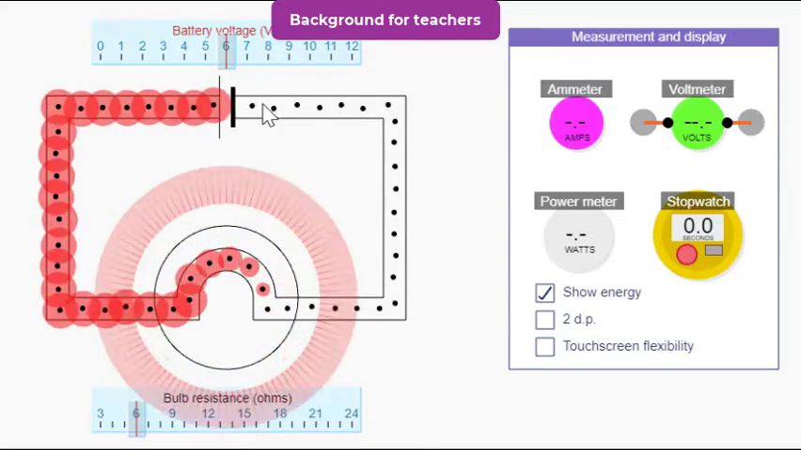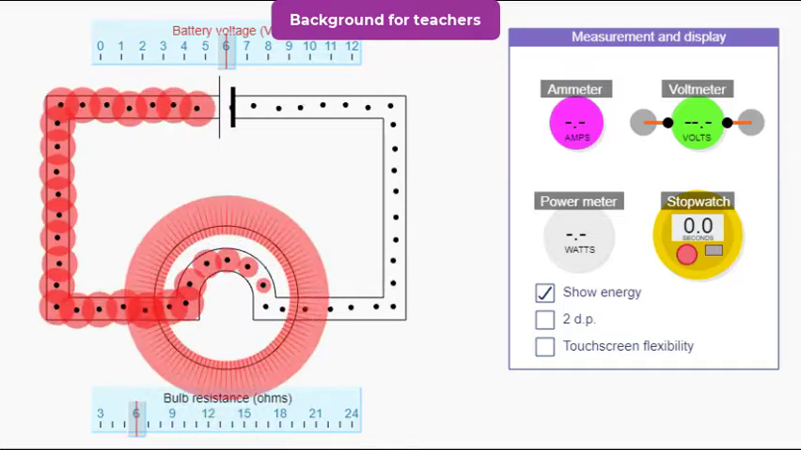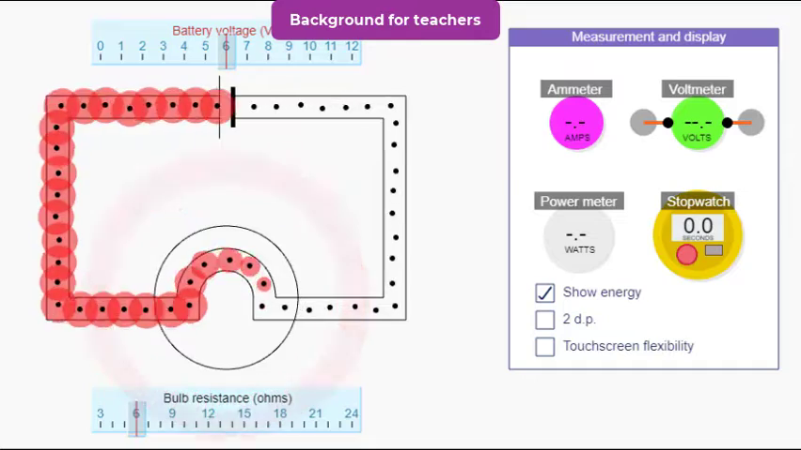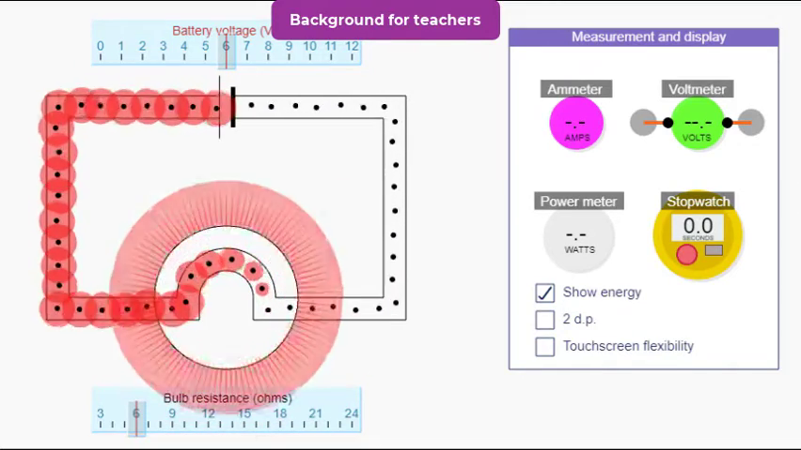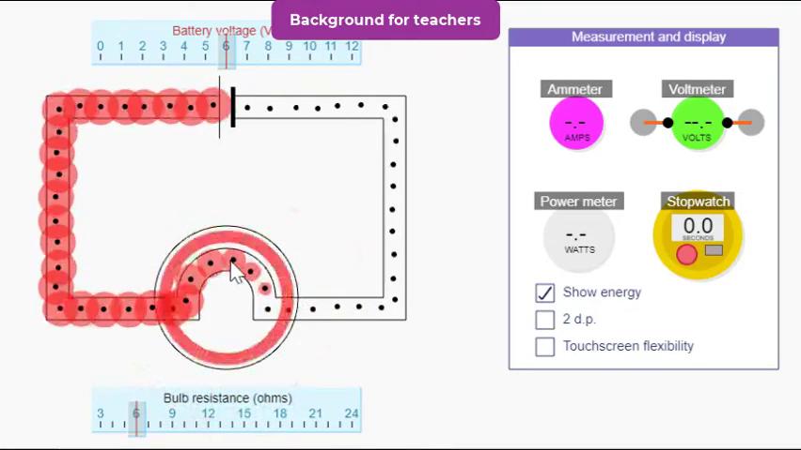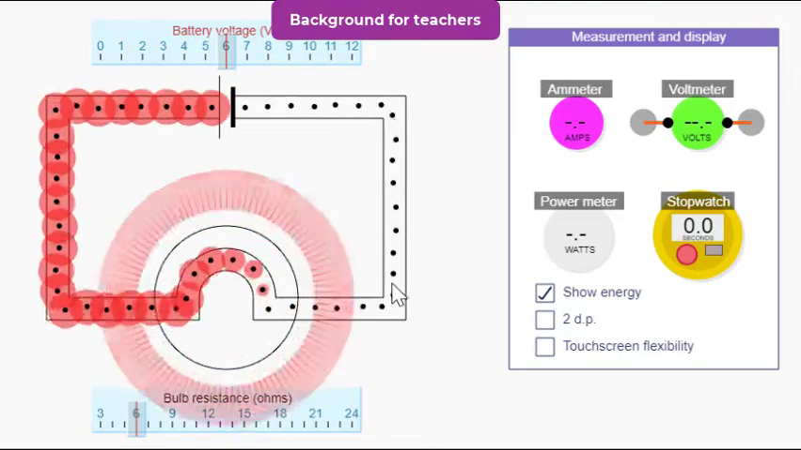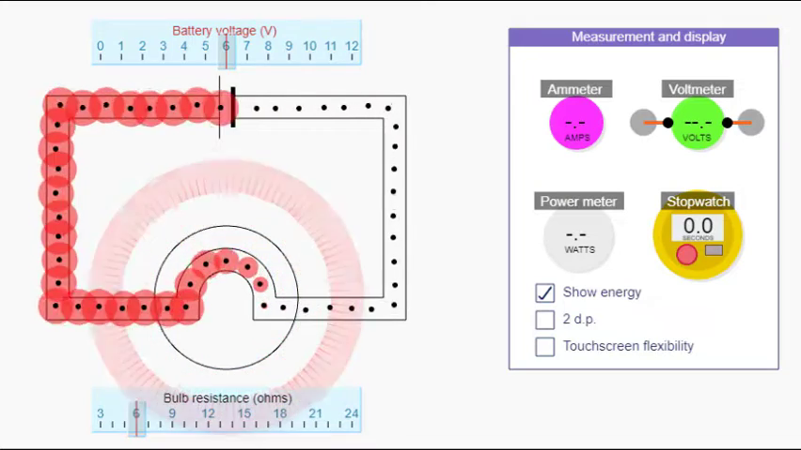We've also seen that the amount of energy per charge decreases as the charges move through the bulb filament. So the potential decreases through the bulb filament. 6 volts, 5 volts, 4 volts, 3 volts, 2 volts, 1 volt, and then 0 volts again. We can't measure potential directly.